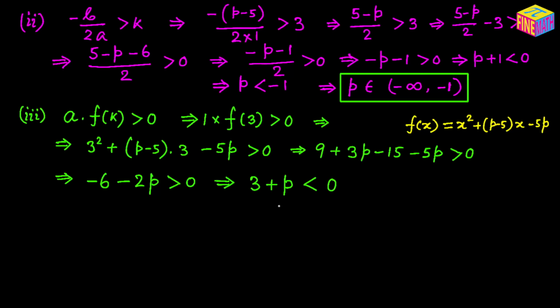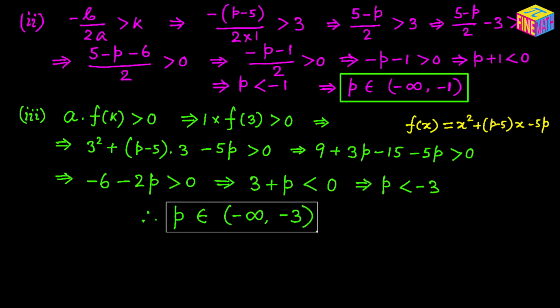So now the inequality looks like this. And from here, what can we say? Well, we get p less than negative 3. If you move 3 to the right hand side, then we get p less than negative 3. So we can say p belongs to the interval from negative infinity up to negative 3, with negative 3 excluded, of course, because it's strictly less than negative 3. So this is the third solution set that we got for the value of p, right? Let me quickly highlight that.